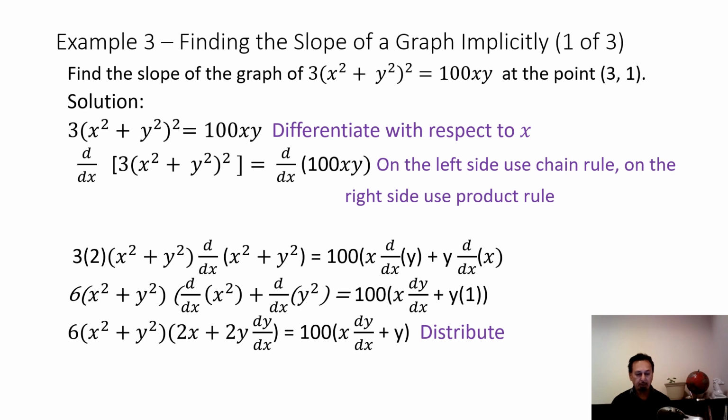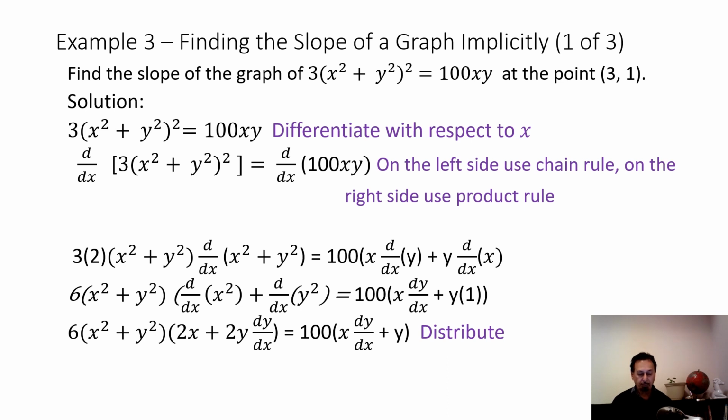Example 3. Determine the slope of the graph of 3 times x squared plus y squared, to the power 2, equals 100xy at the point 3, 1. So let's start with 3 times x squared plus y squared to the power 2 equals 100xy. Let's differentiate with respect to x. So this becomes d over dx of 3 times x squared plus y squared squared equals d over dx of 100xy. On the left side, we're going to use the chain rule, and on the right side, we use the product rule.